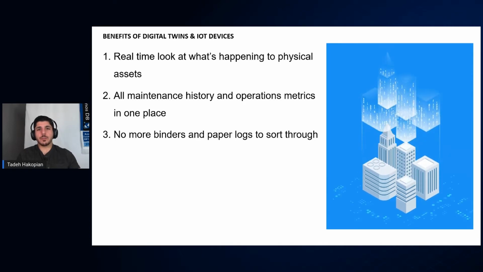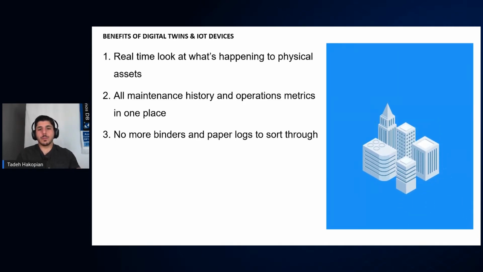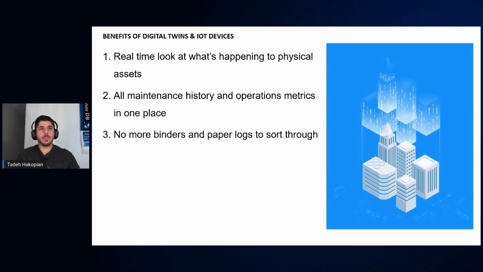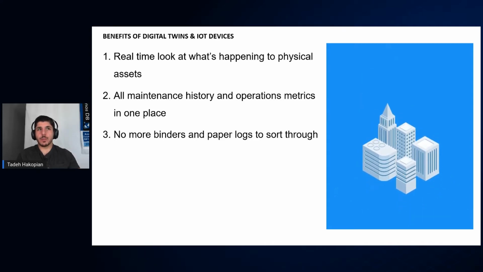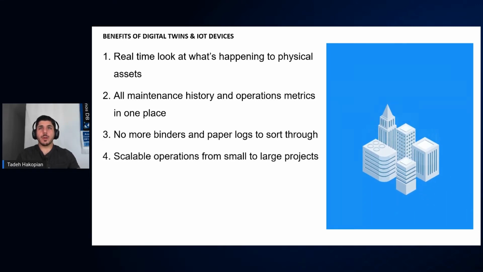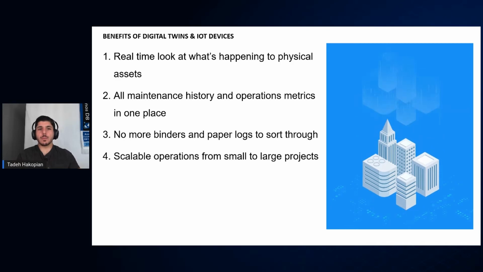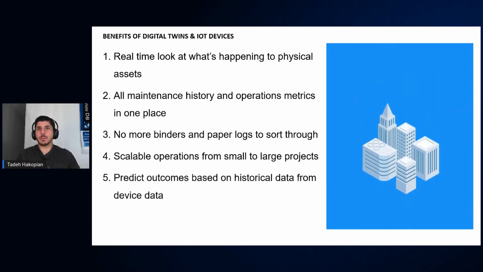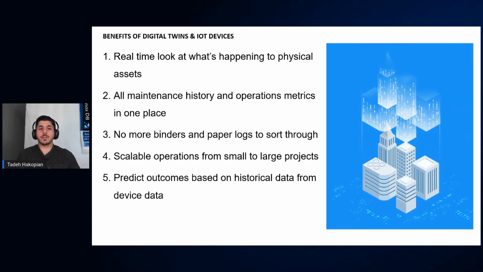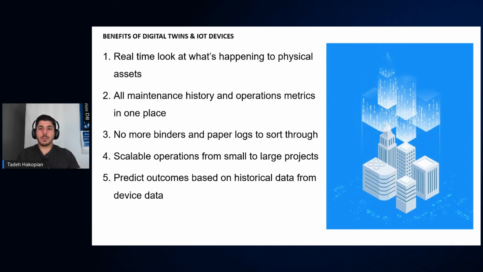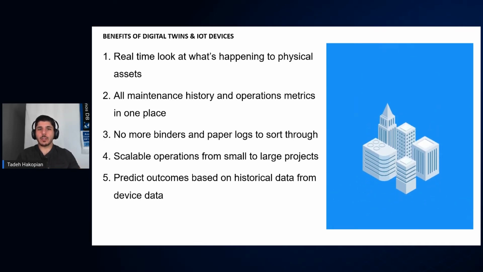If you're a facility manager in the built environment, it used to be just paper, like actual binders of content to check information, which was always out of date in that case. And you can scale the operations from small to large projects. It's just a matter of expanding your project scope, and predict outcomes based on historical data from device data, so you can figure out if there's a maintenance requirement or maintenance case to be made. So you don't have to wait until something breaks. You could just get the information in real time.